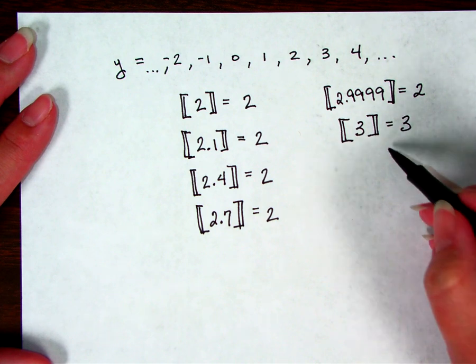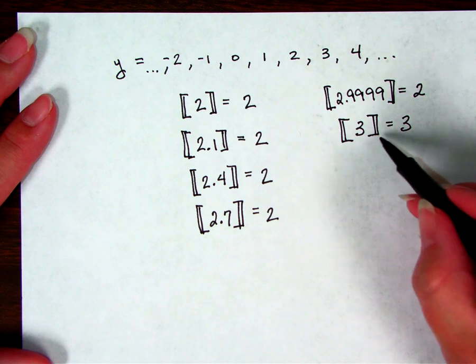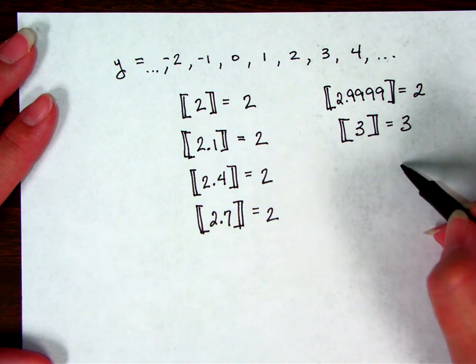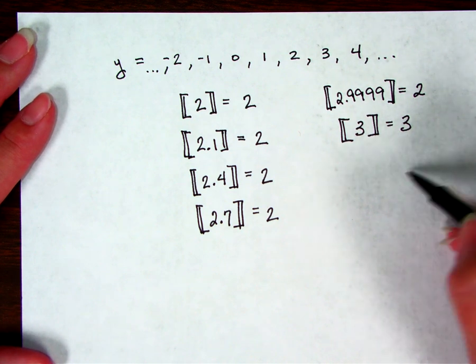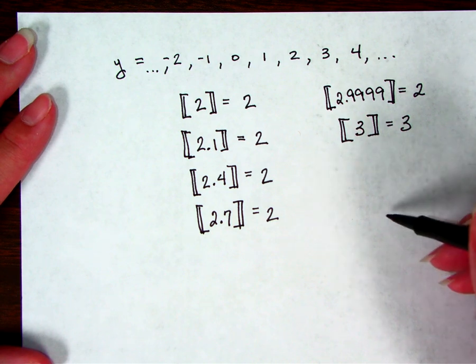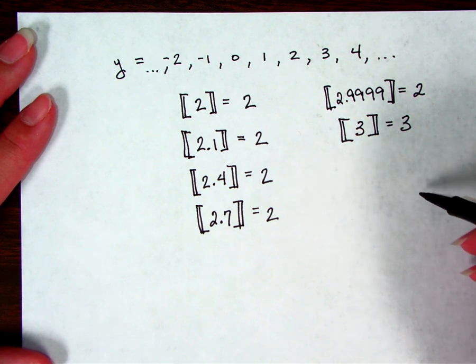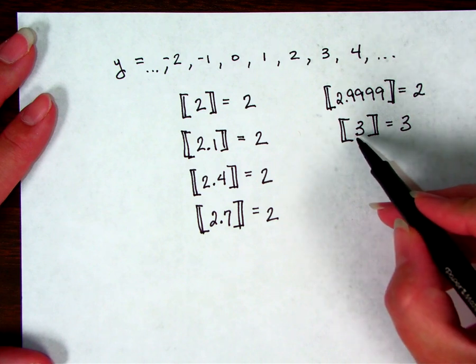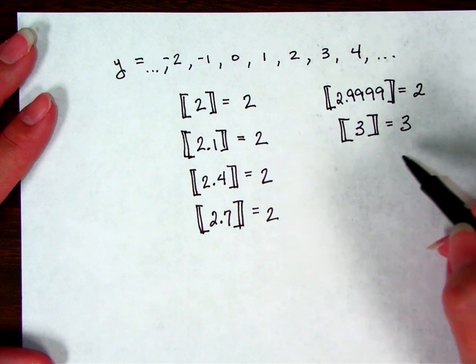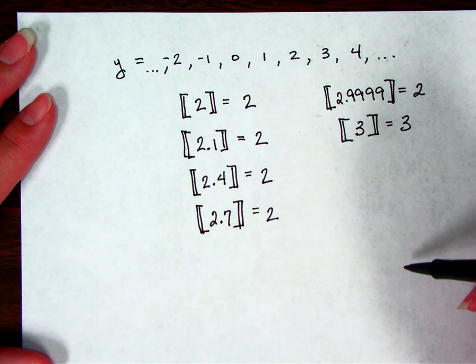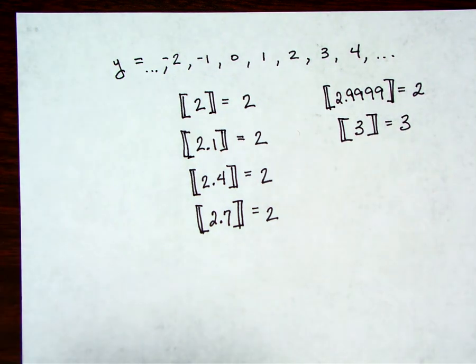And then if I did 3.1, I would still get 3. If I put in 3.4, I'd still get 3. If I put in 3.7, I'd still get 3. If I put in 3.9999, I'd still get 3. But if I put 4 in place of the x, then suddenly I would get 4. So let's see what this looks like on the graph.